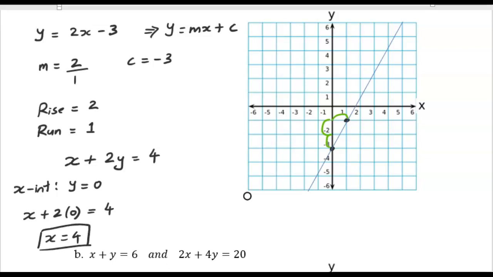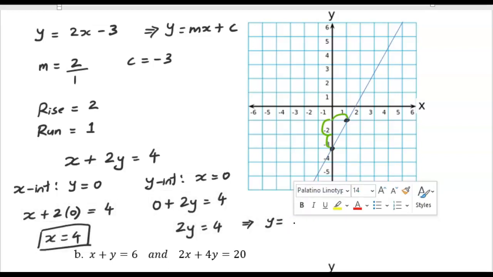Now I need to also find my y-intercept, right? The quickest way to find the y-intercept is by making x equals 0. So if I substitute the value for x as 0, I'm going to have 0 plus 2y equals 4, which means 2y equals 4, and that implies the value for y is equal to a positive 2.